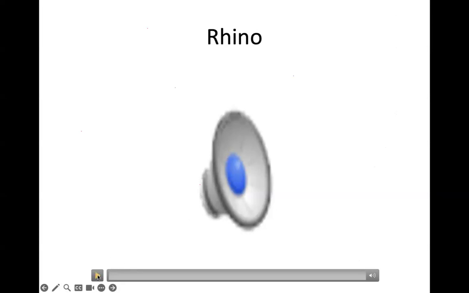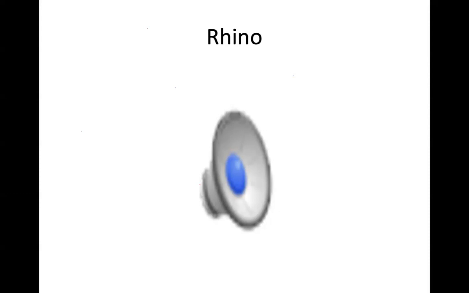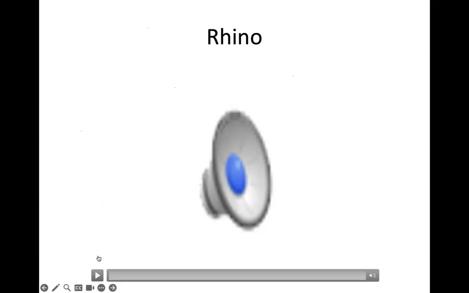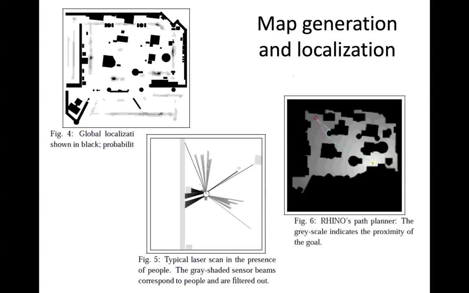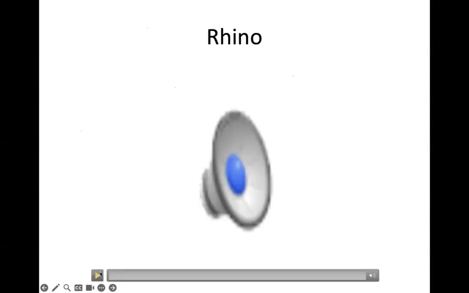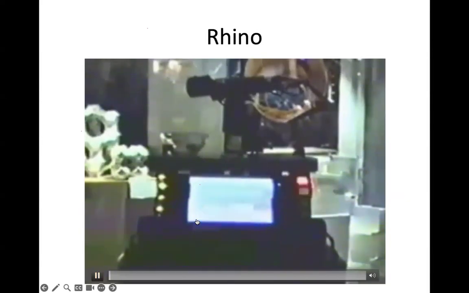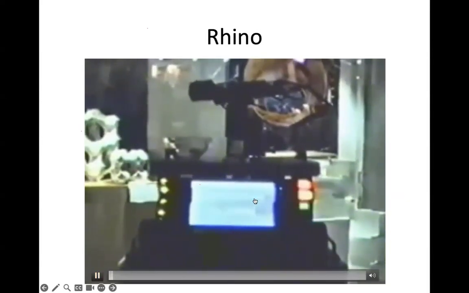I'll just play the video, and then we'll try to see what type of complexities this type of an agent is actually facing. Okay. So yeah, this is called a Rhino agent.